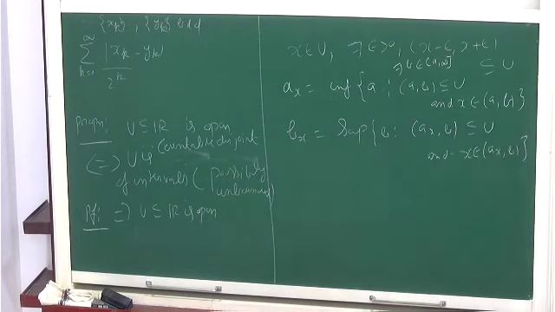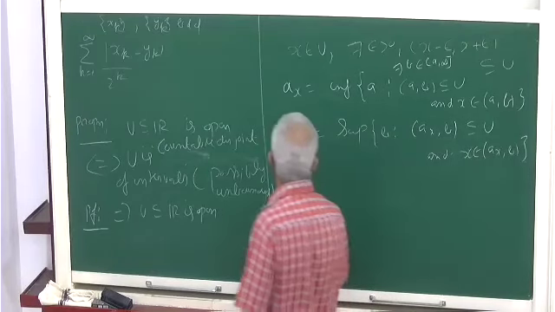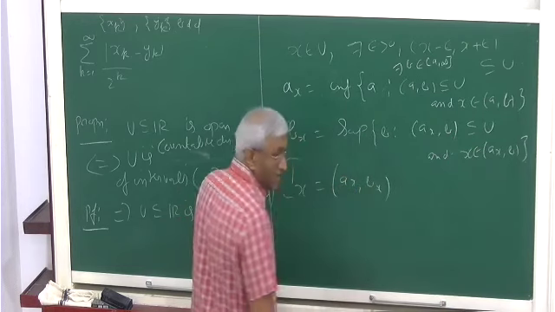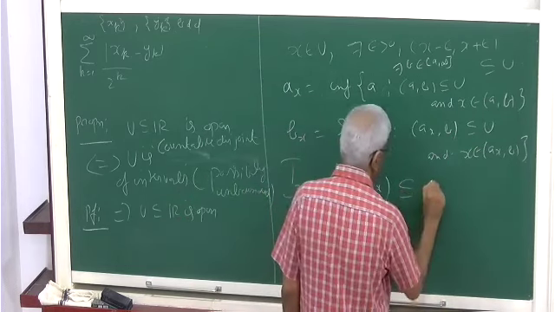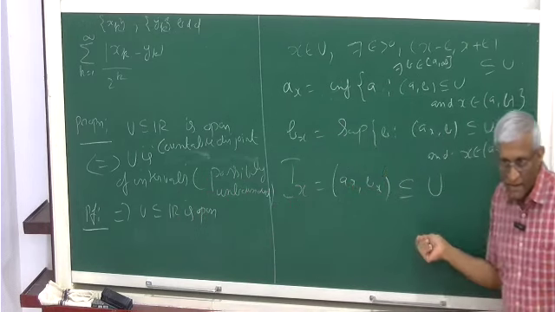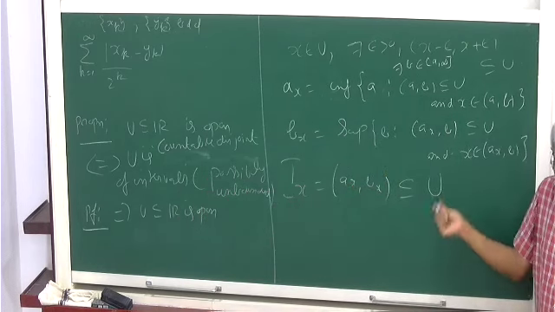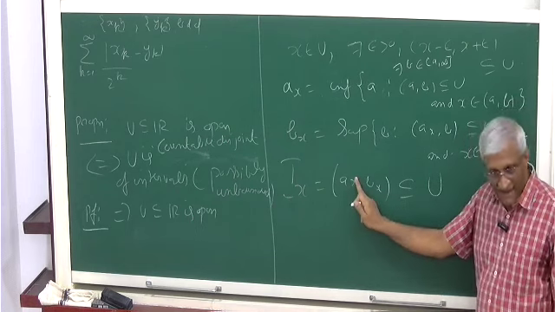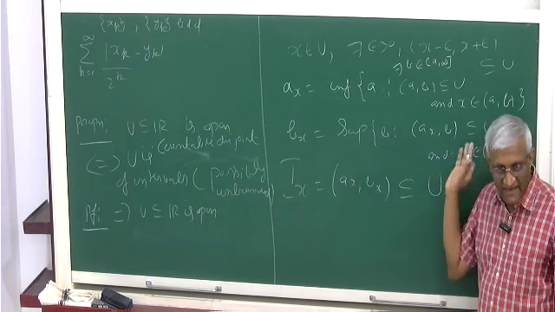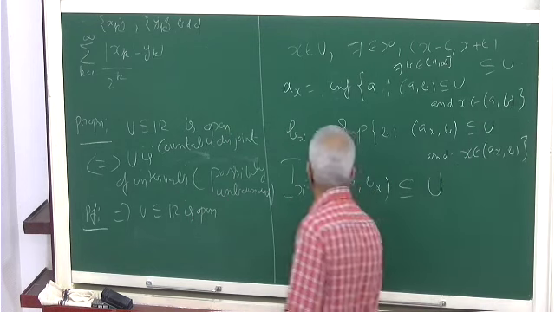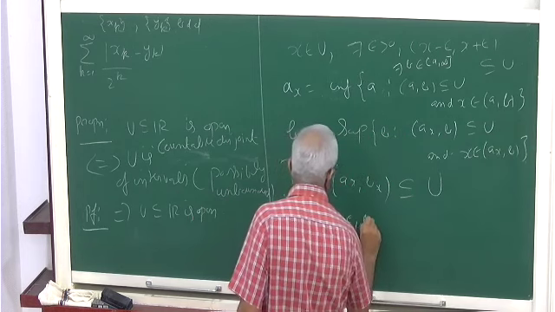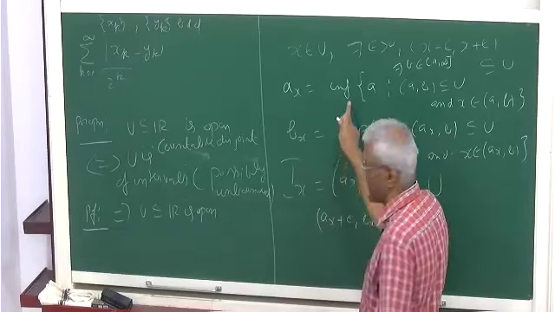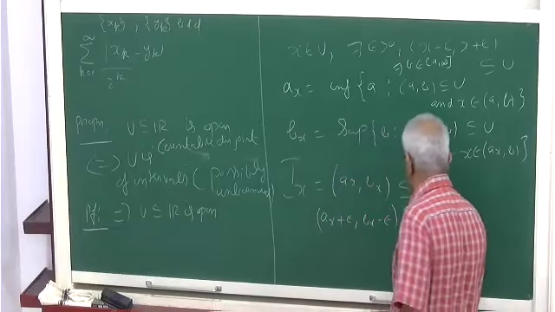We have taken the infimum, we have taken the supremum, and I call this interval Ix to be Ax Bx. Is it clear? This is contained in U. Should I go through the proof? It's very easy. For anything slightly above Ax, that interval is there. This just says Ax plus epsilon, Bx minus epsilon, or whatever, by this definition, is contained in U for all epsilon.